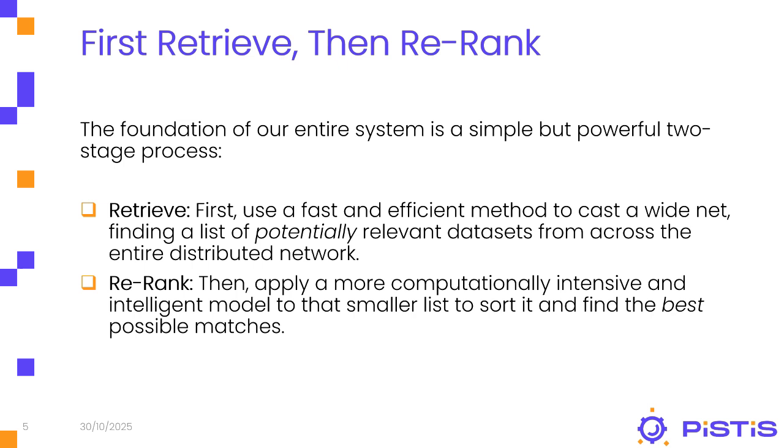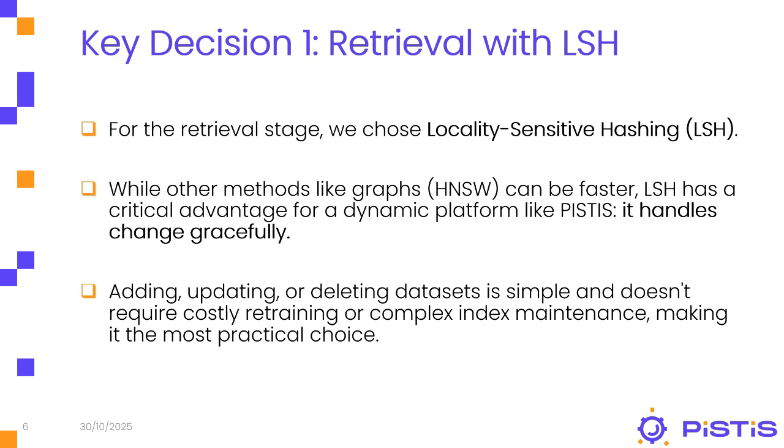For the retrieval stage, our key decision was to use locality-sensitive hashing, or LSH. While other methods, like graphs, can be faster, LSH has a critical advantage for a dynamic platform like PISTIS. It handles change gracefully. Adding, updating, or deleting datasets is simple and doesn't require costly training or complex index maintenance, making it the most practical and resilient choice.